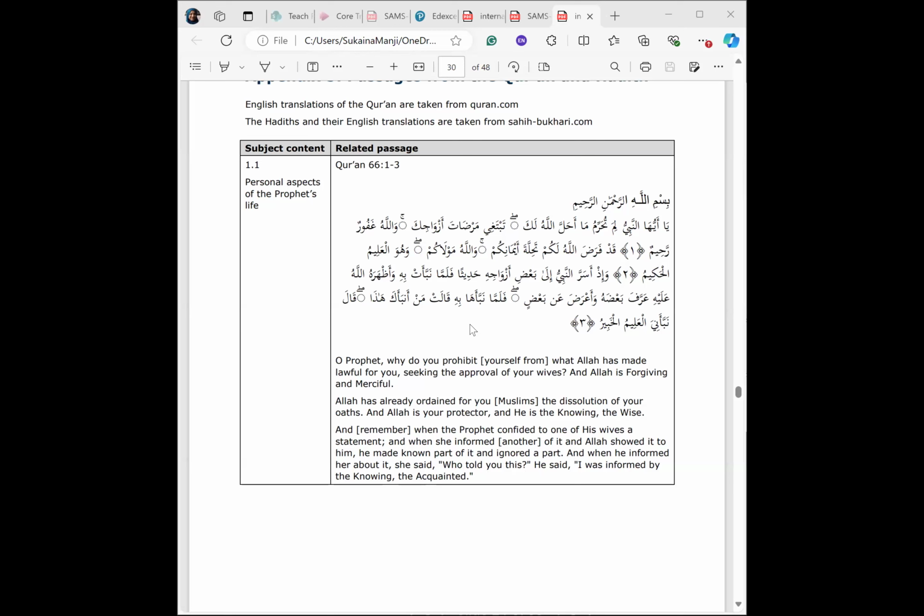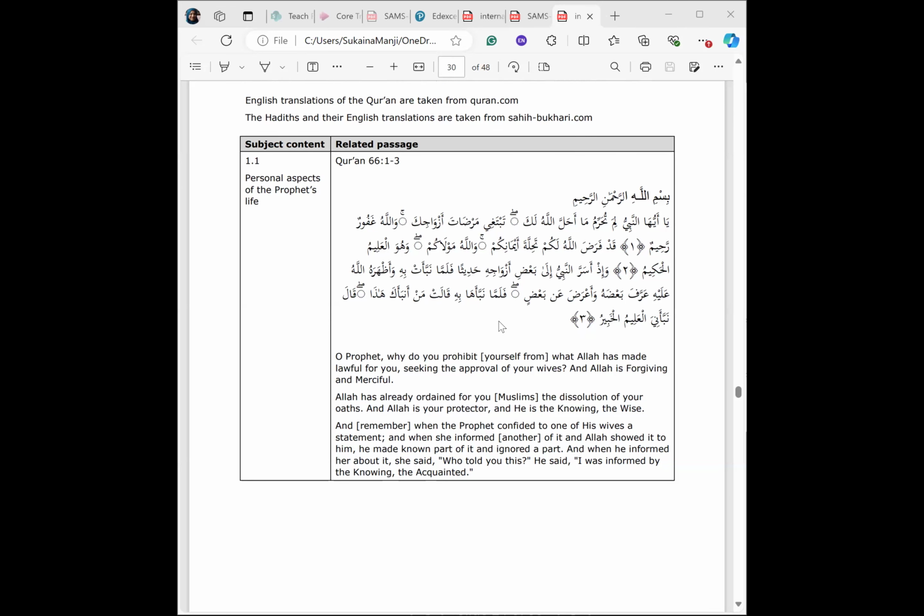So the first thing that you can see is the Prophet has been given a command from Allah. So God is talking to the Prophet here. And then Allah is asking, why do you prohibit yourself from what Allah has made lawful for you? So when we talk about lawful, here you can start discussions of what does the word lawful mean? What do we mean by things that are lawful? How can we interpret it within the Prophet's life?